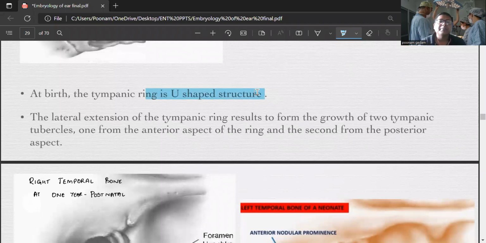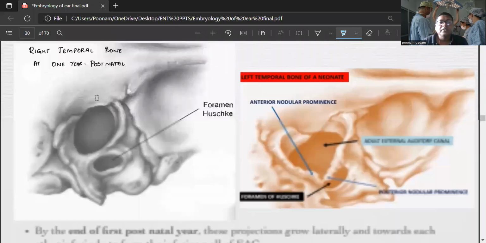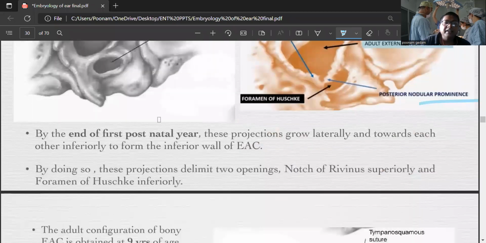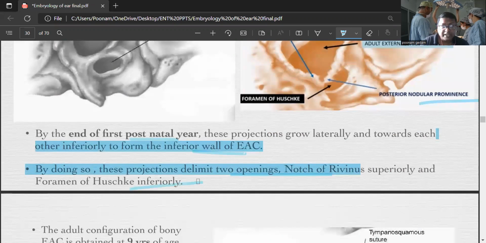The lateral extension of the tympanic ring results in the growth of two tympanic tubercles, one from the anterior aspect of the ring and the second from the posterior aspect. This is the right temporal bone at 1 year postnatal. This is the foramen of Huschke. You can see this, the left temporal bone of the neonate, anterior nodular prominence, adult external auditory canal, posterior nodular prominence, foramen of Huschke. By the end of the first postnatal year, these projections grow laterally towards each other to form the inferior wall of the EAC. By doing so, these projections generate two openings, notch of Rivinus superiorly and foramen of Huschke inferiorly.